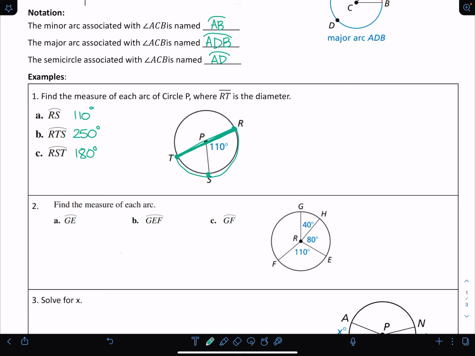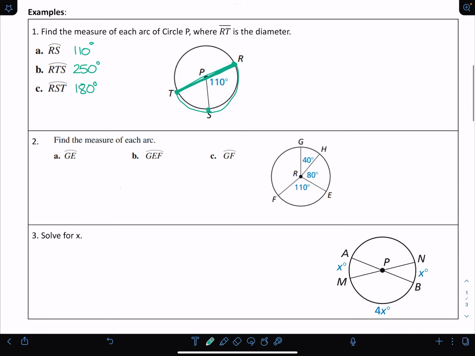If you feel good about these, feel free to try the practice problems on your own. On the back, it's going to involve a little bit of algebra. I'll finish up these two examples here in case you want to see those as well. Number 2, find the measure of each arc. For arc GE, we have G here and E here. So we're talking about this piece on the outside. There's a piece in there that's 40 and there's a piece in there that's 80. So we're going to add them together to get 120 degrees for that arc.